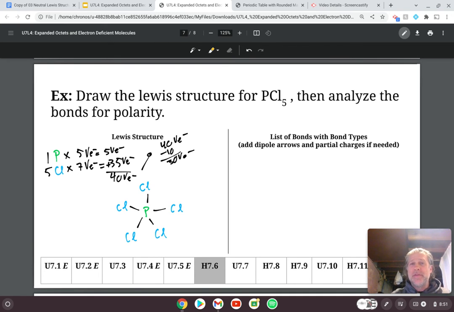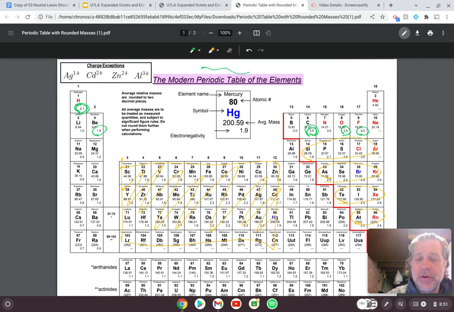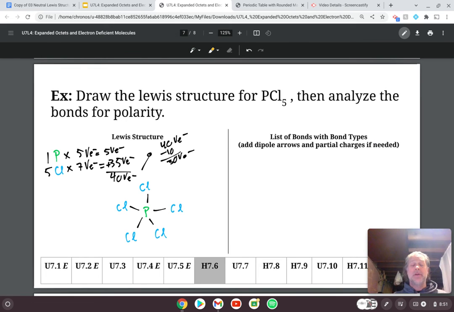Phosphorus is in the third period. So we can start, these are atoms that have the ability to have an expanded octet. They don't always have an expanded octet, but they have the ability to. That's why phosphorus will allow there to be 5 atoms of chlorine attached to it. So phosphorus, even though it has 10 electrons around it, that's going to be okay.